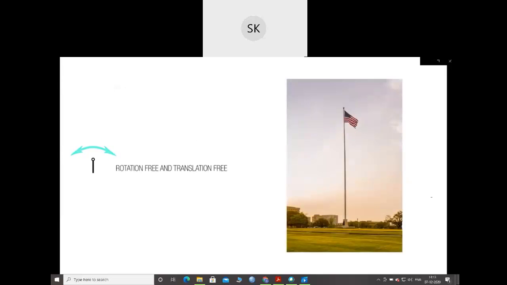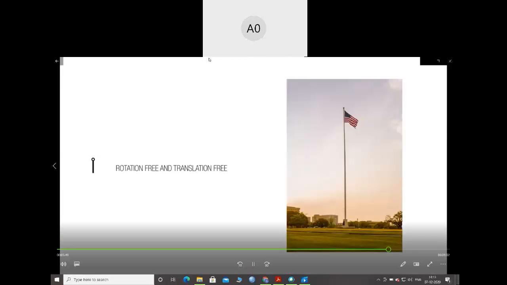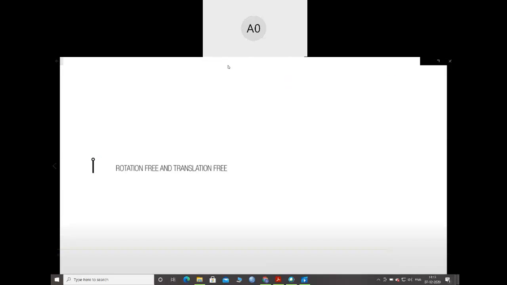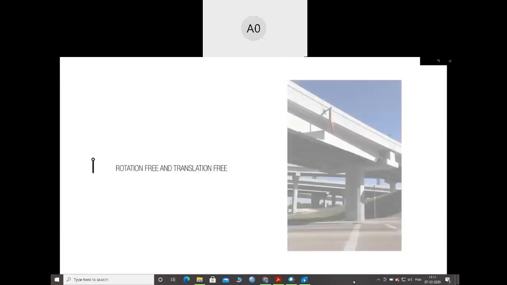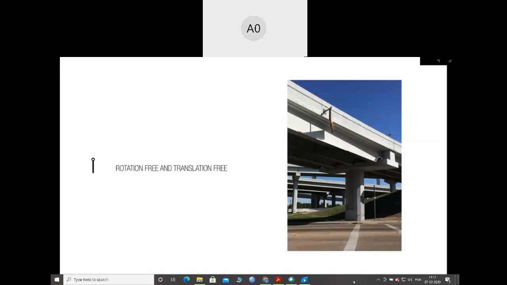Finally, we have our rotation free and translation free. And certainly, of course, a flagpole comes to mind. What kind of works with this at this level? It's kind of rare, and it's not very common in buildings. We sometimes will see it if we have a single column for a highway overpass. That may behave like something that is rotation free and translation free.